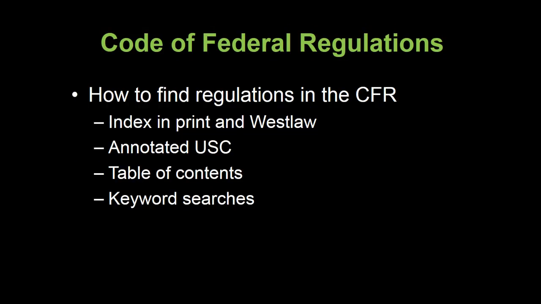You can find regulations in the CFR in a number of ways. The CFR has an index in print, which is also available on Westlaw. The annotated United States Code, which contains statutes, often identifies regulations relevant to a particular statute. So if you have a statutory section, you can use that to look for the relevant CFR. If you know the title, you can browse the table of contents for that title in print or online. For example, if you work with customs, you can go to Title 19 and browse the table of contents for that title. You can use term searches in any of the legal databases that include the CFR or in the eCFR.